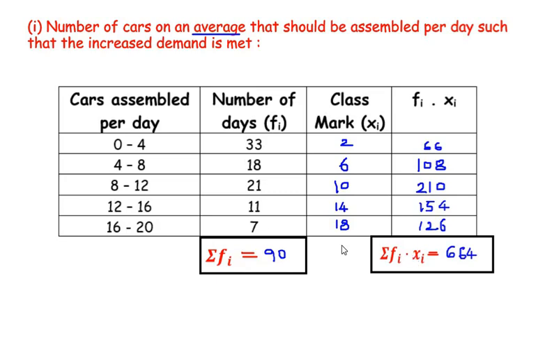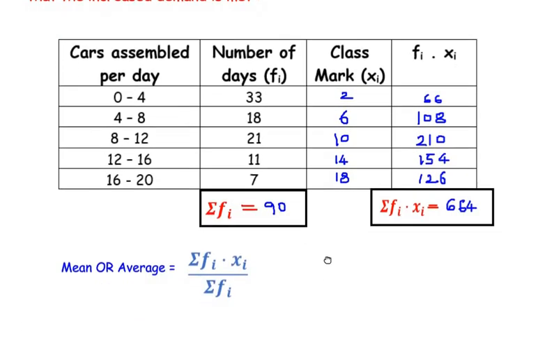Now next we have to find out the mean or average using these values. So let me write the formula. So the mean is given as sum of fi times xi divided by sum of fi. Now here we have got sum of fi xi as 664 divided by 90. So this will give us a value of 7.3777. It goes on, it is recurring. So I am going to round it as 7.38. So this is our mean.